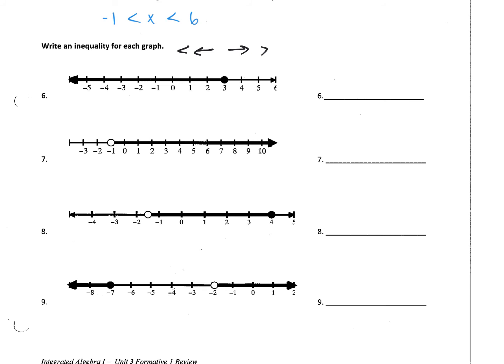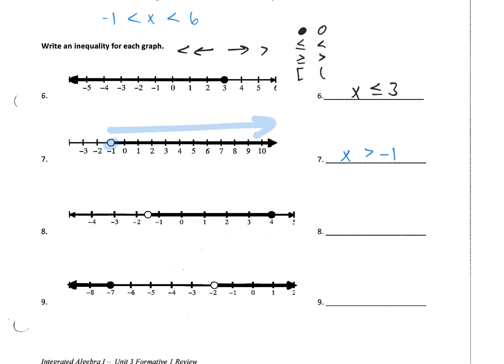So for number 6, I'm starting at 3. So I know that x has to be less than or equal to 3, because when I have a closed circle, that means I have either one of these symbols, and then if we're talking interval notation, I've got a bracket. When I've got an open circle, I've got less than or greater than and parentheses. Okay, so make sure you're not writing this as an interval notation, because you will get that wrong on the quiz. All right, number 7, we're starting at negative 1, and we're going forever to the right. So at negative 1, x is going to be just greater than negative 1 because it's an open circle.